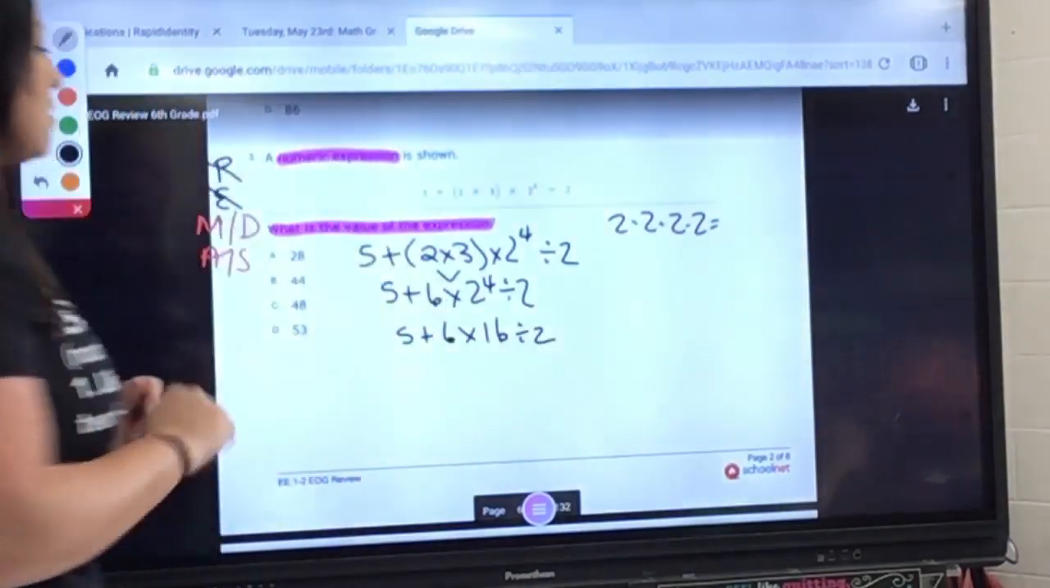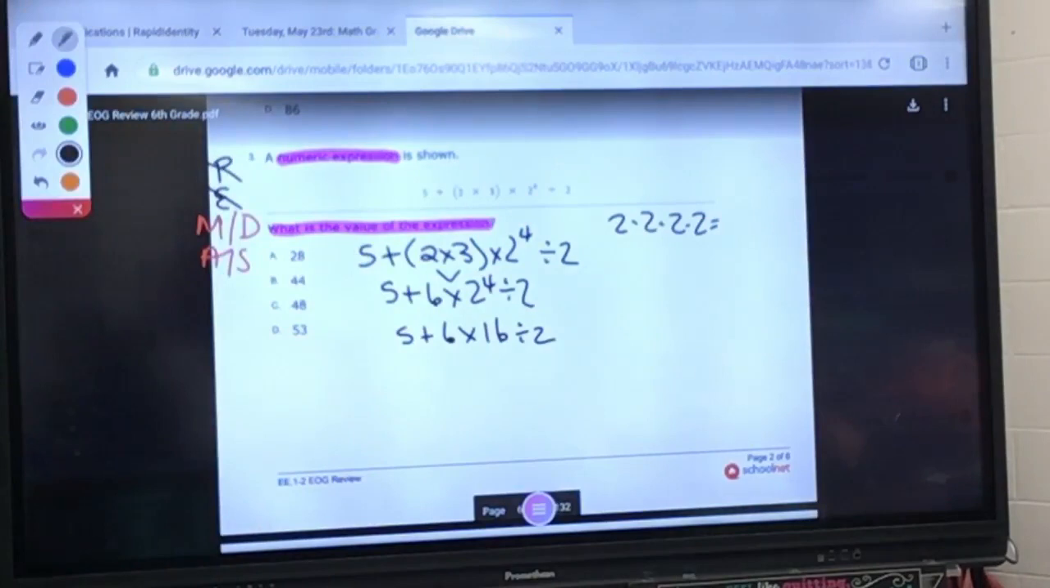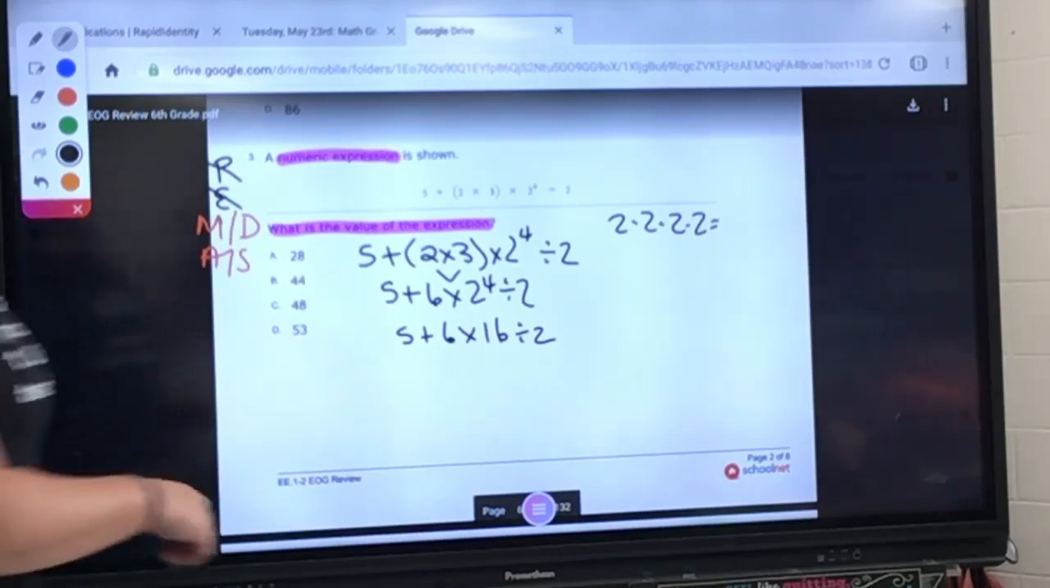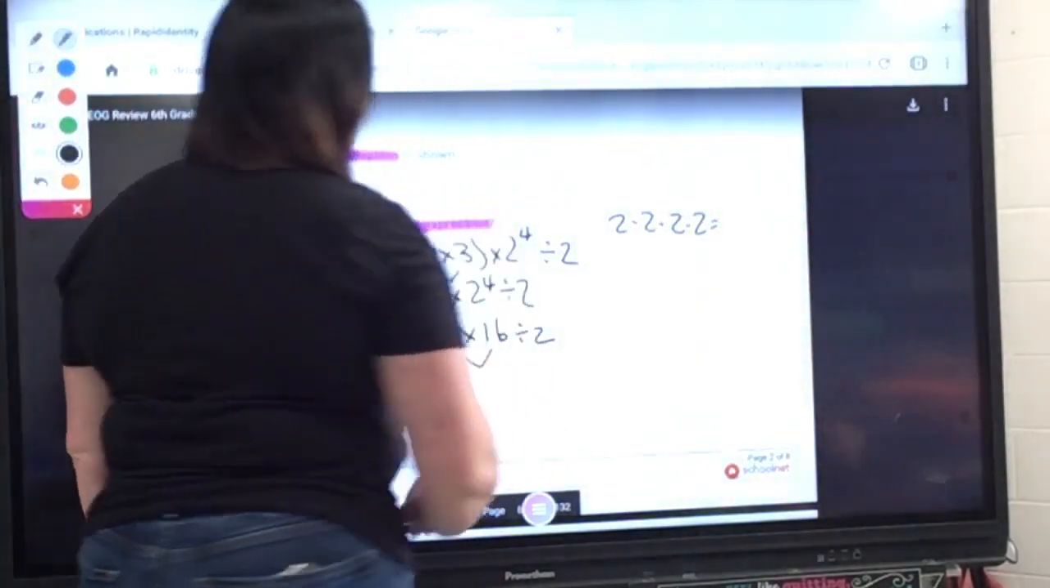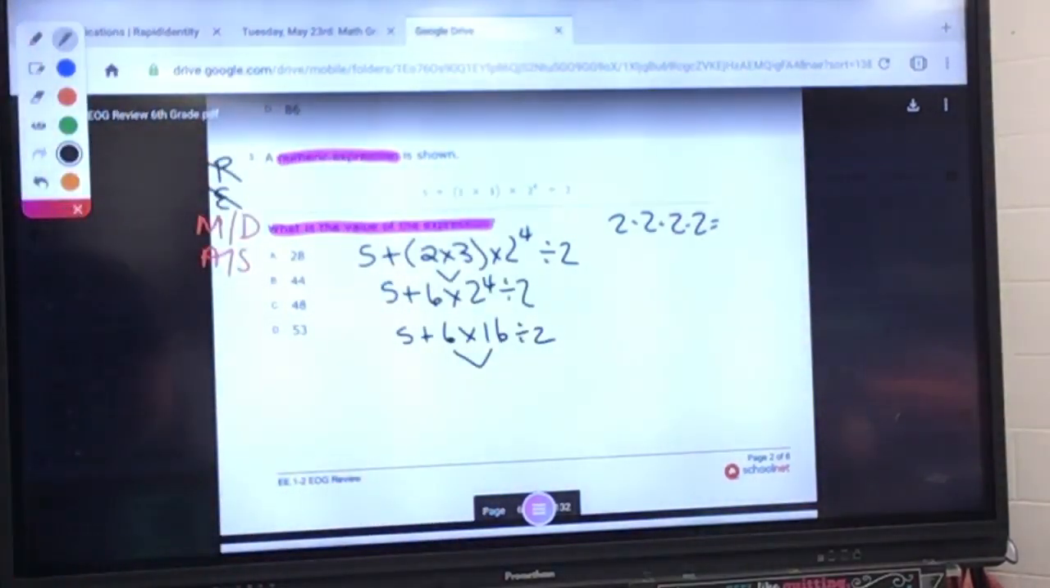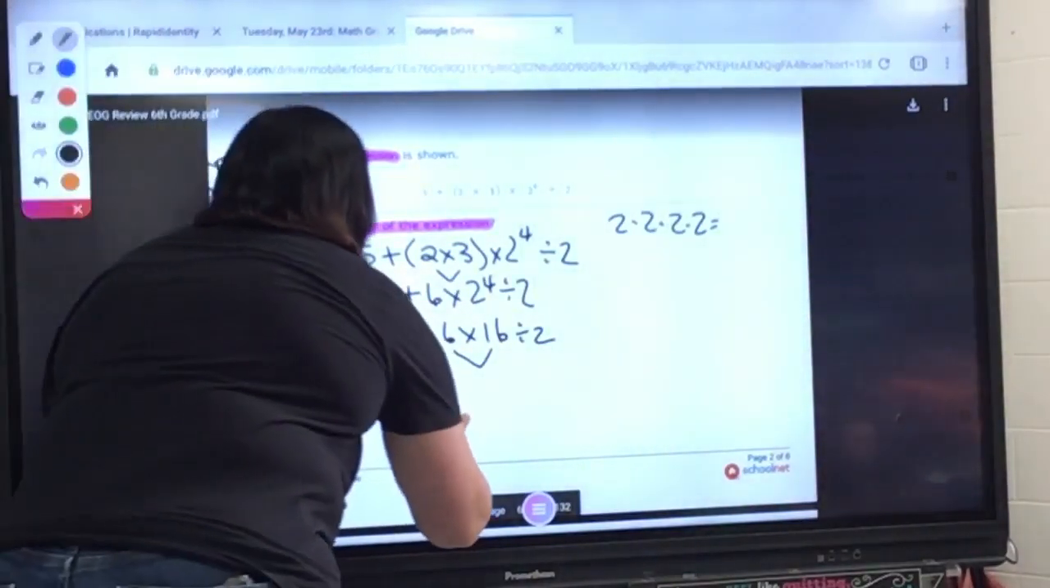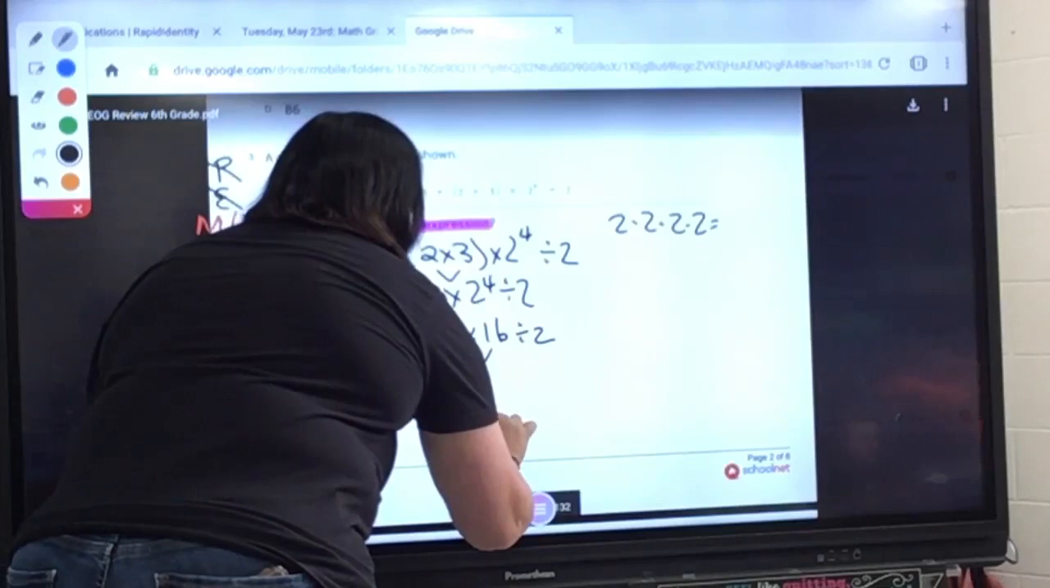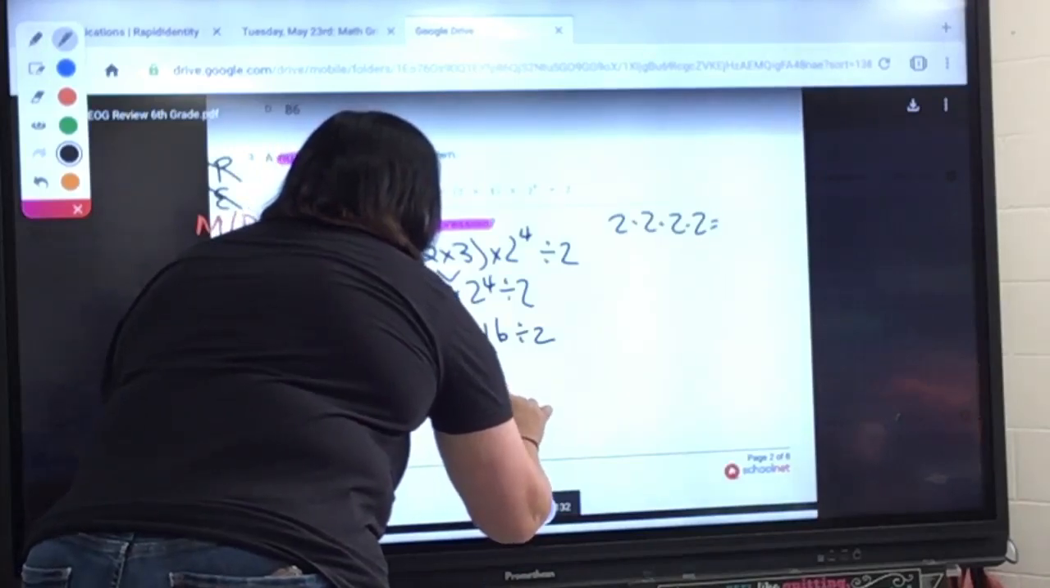I've gotten rid of my exponents. All right, what am I looking for next? Troy, is your hand up? Multiplying or dividing. So Troy, which one comes first? All right, so we are going to multiply 6 times 16. When you do that, what do you get? 6 times 16. Cristiano. So I'm going to do 5 plus 96 divided by 2.